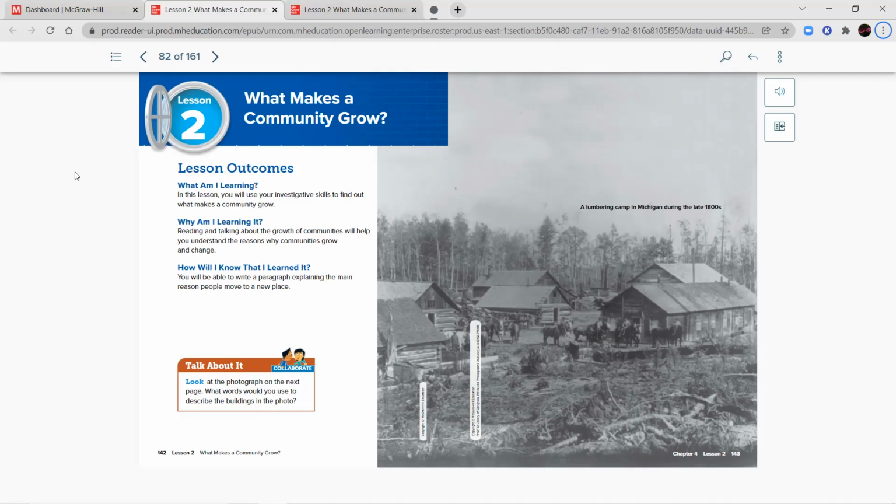Hello, third grade, and welcome to lesson 2 of chapter 4. This lesson is going to focus on what makes a community grow. So in this lesson, you're going to use your investigative skills to find out what makes a community grow. Reading and talking about the growth of communities will help you understand the reasons why communities grow and change over time.